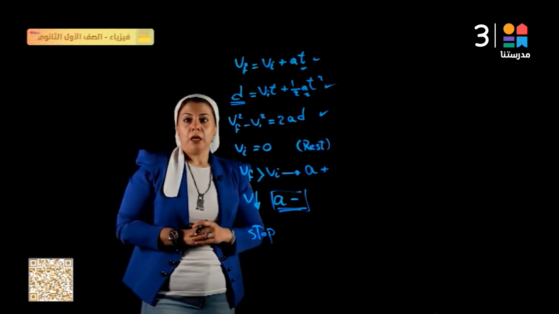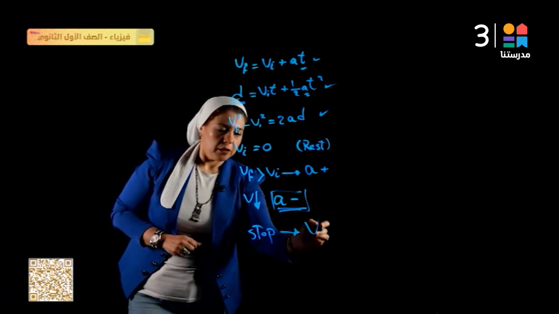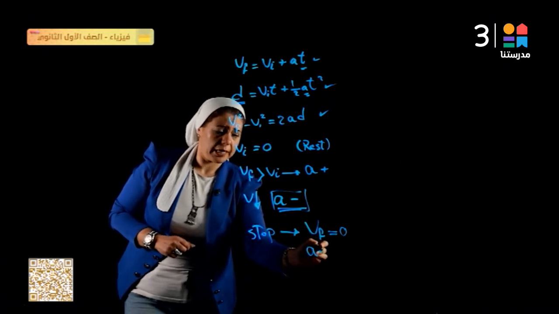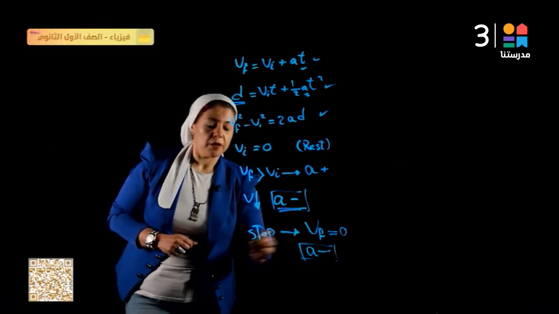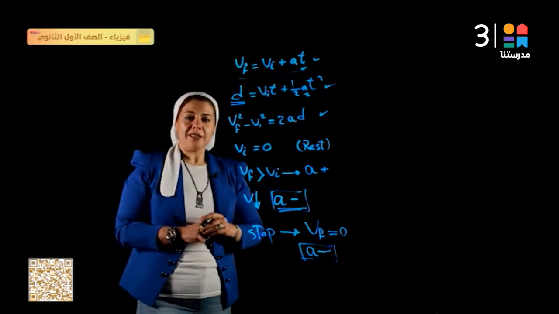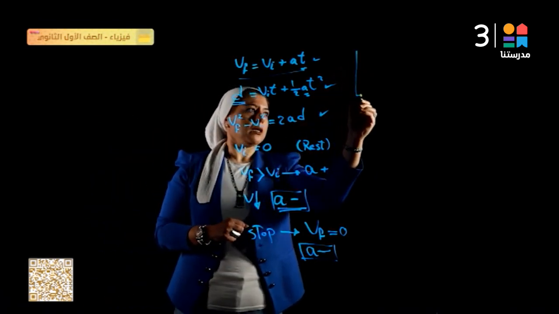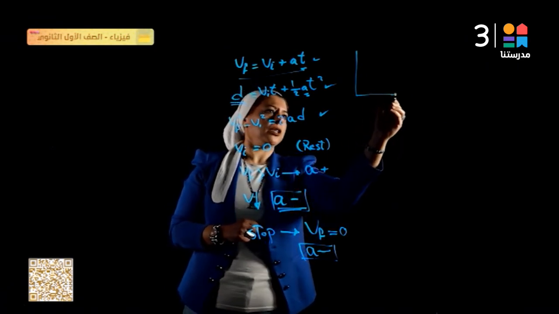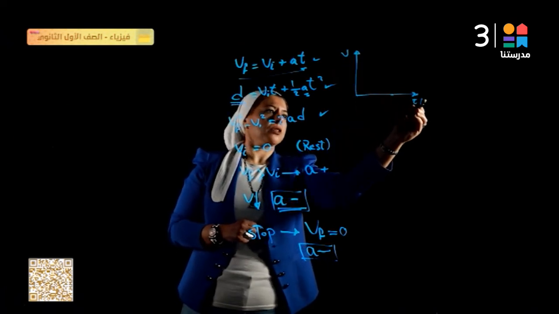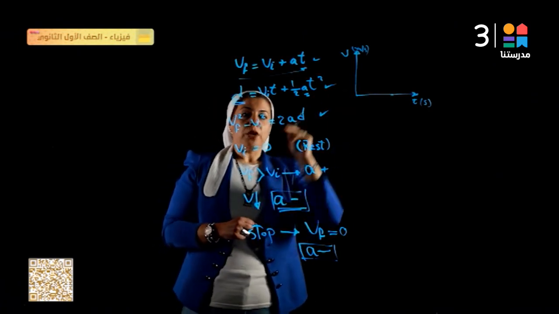But to stop the car or the train, in this case V final is going to be equal to 0, and at the same time the acceleration will take a negative sign. For the first equation, to express it graphically, we will find the relation between V on the y-axis and T, of course in seconds, with V in meters per second on the y-axis.